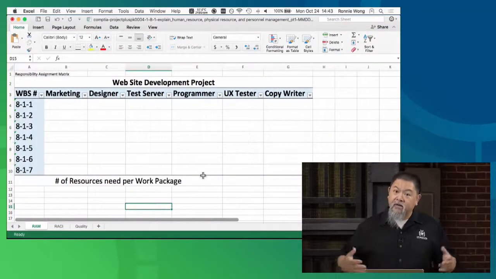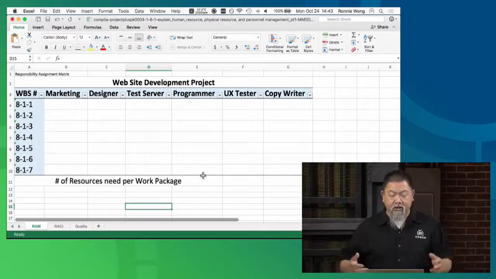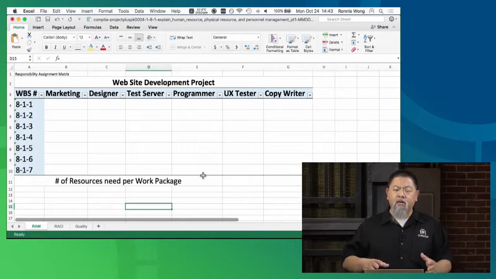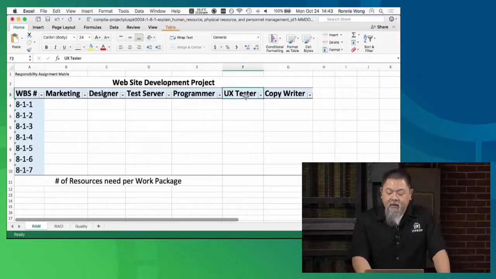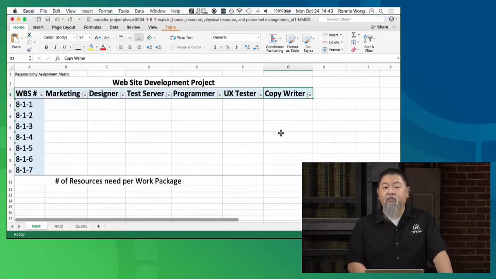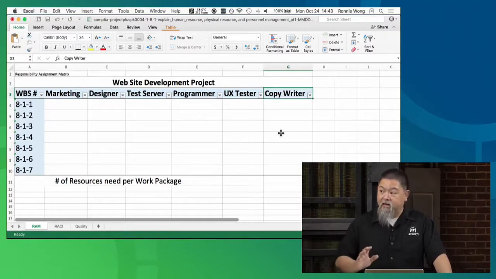Now, you don't have to do this for every single thing on your project unless you really don't know, okay? But at this point during my planning, as I'm still trying to figure out how many things I need for my work breakdown structure, I need to know what resources I might need to work on my work breakdown structure here. So in this example, let's say it's a website development project. I have somebody in marketing, a designer, a test server that I need, a programmer, a user experience tester, as well as a copywriter too. So if I'm the project manager, let's say I have no skills in the background of web development at all for a website, okay?